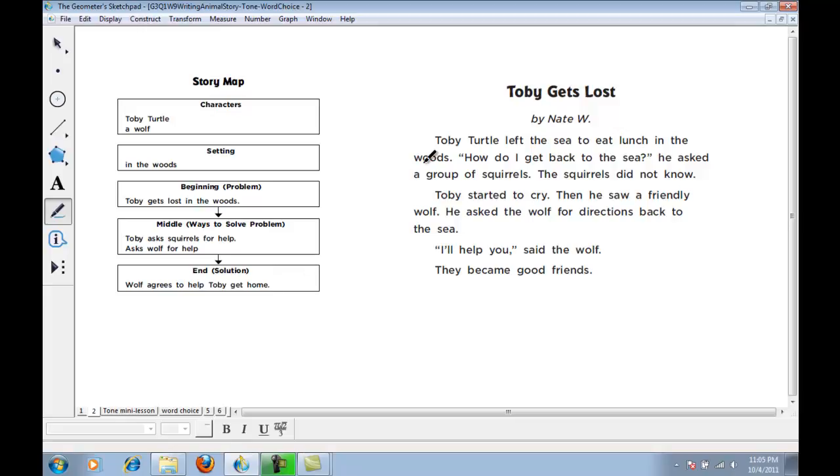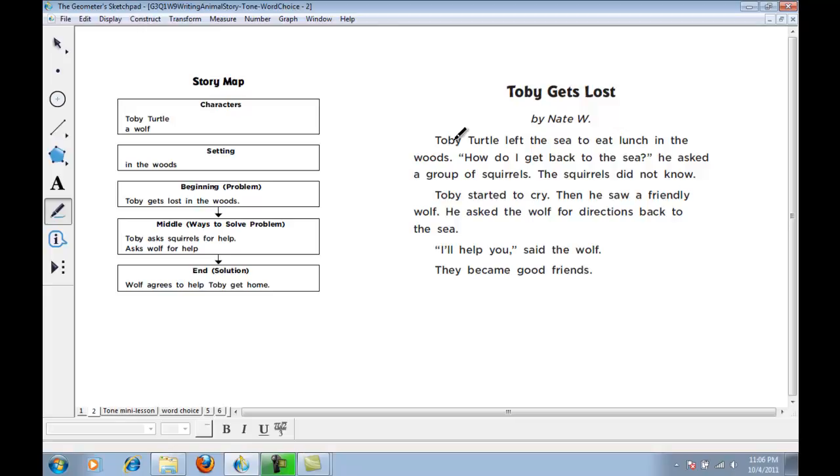Now let's take a look at how we can write this information, these ideas that we had for our story, into a short story. Toby Gets Lost by Nate W. Toby Turtle left the sea to eat lunch in the woods. How do I get back to the sea? He asked a group of squirrels. The squirrels did not know. Toby started to cry. Then he saw a friendly wolf. He asked the wolf for directions back to the sea. I'll help you, said the wolf, and they became good friends.